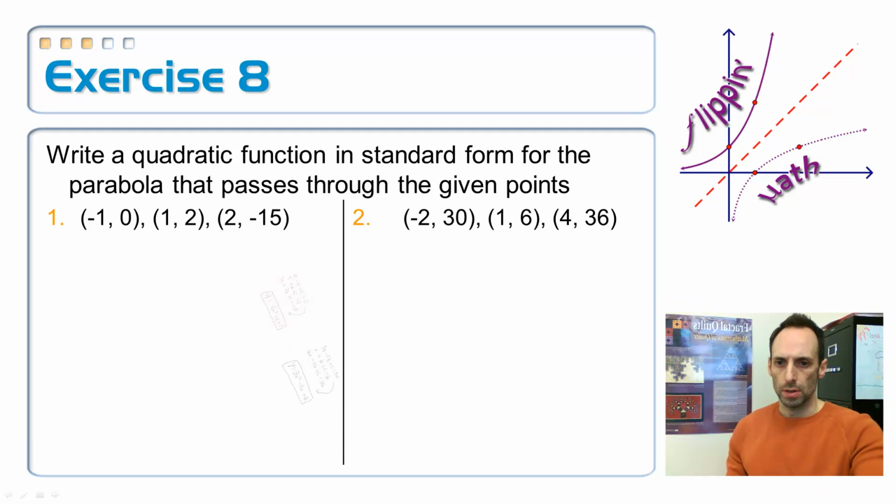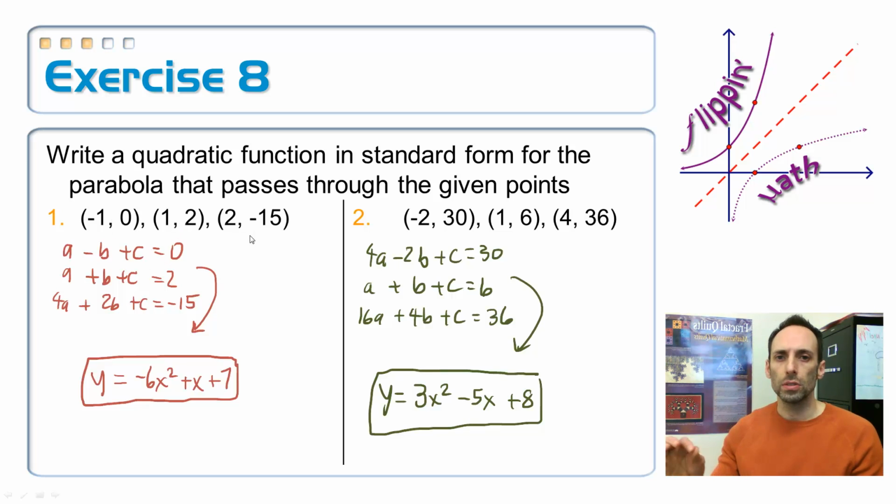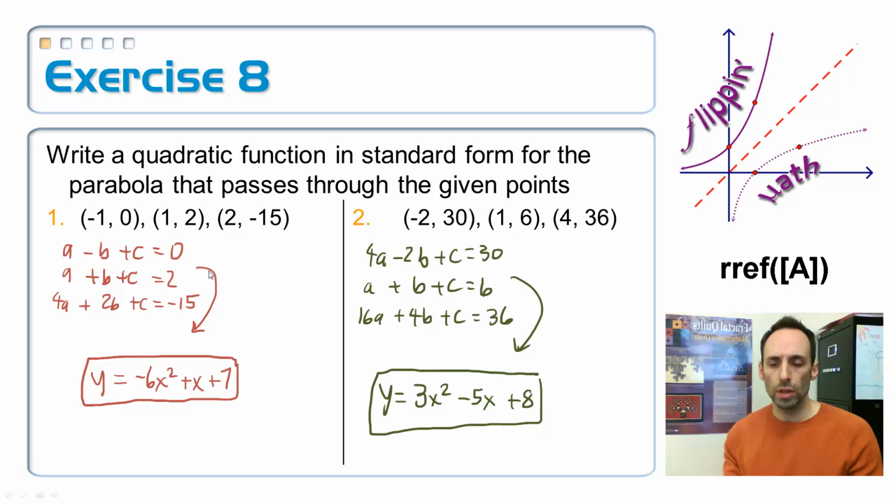All right, how about this? Were these your answers? Taking these 3 points and plugging them into standard form, y equals ax squared plus bx plus c. You plug them in for x and for y, and here are the 3 equations that we get. Plugging that into our calculator in an augmented matrix and doing RREF, row reduced echelon form, I get y equals -6x squared plus x plus 7. Or at least I hope so.